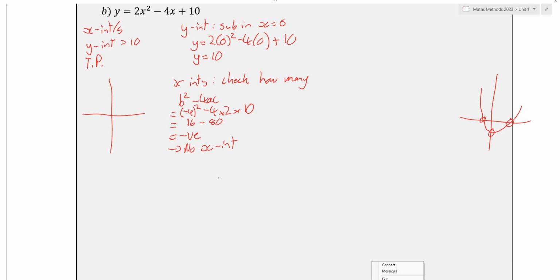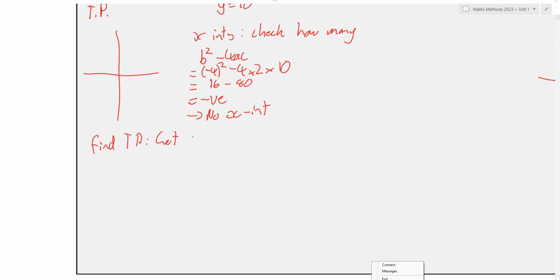So let's have a look, guys. I want to find my turning point. To find my turning point, I need to get into y equals... What does my turning point form look like? (x + a) squared equals x squared plus 2ax plus a squared. Not quite. That's what we're going to end up doing to complete the square, but that's not specifically the turning point form. I don't remember what letters are in my turning point form.